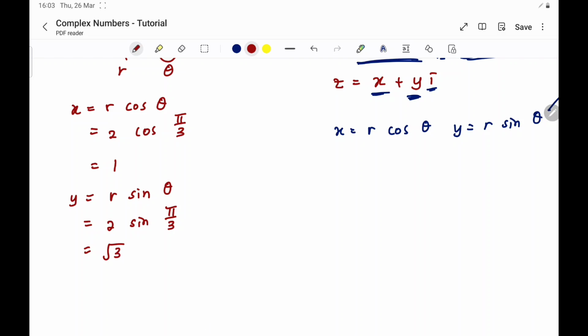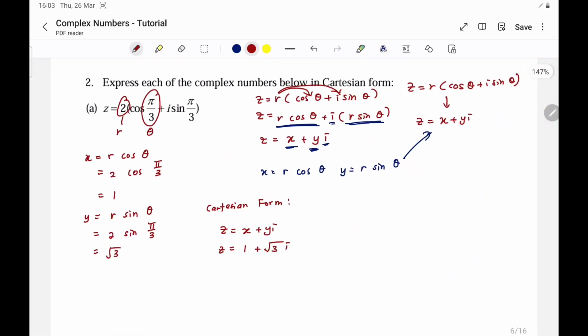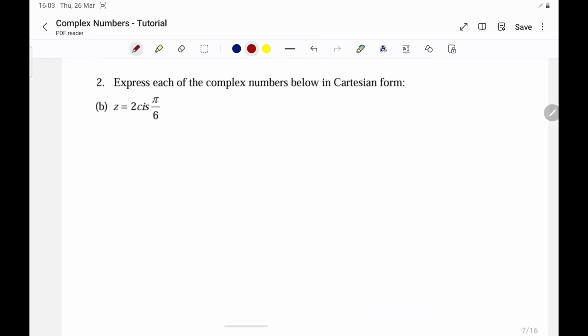Okay, so you already got your x, you already got your y. So to write in Cartesian form, we have z is equal to x plus yi. So z is equal to x, where you get 1, plus y, we have square root 3 i. I maintain it like that. So this is your Cartesian form for question A. Easy, right? So we proceed to question B.